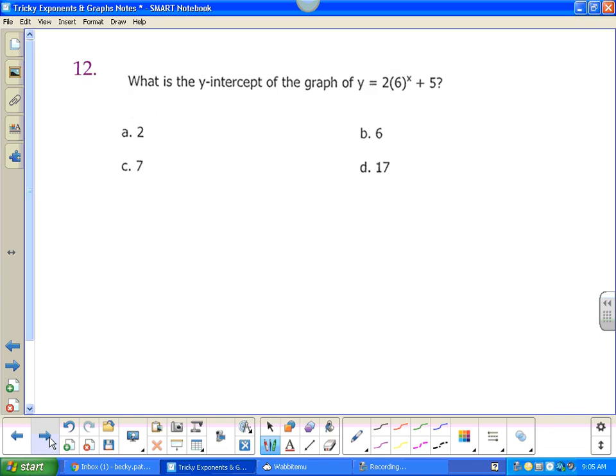Number 12 just says, what's the y-intercept? Well, where would you have started? You would have started at a 2, and then we go up 5. So if I start at 2, and then I go up 5 more, where am I? I'm at a 7.